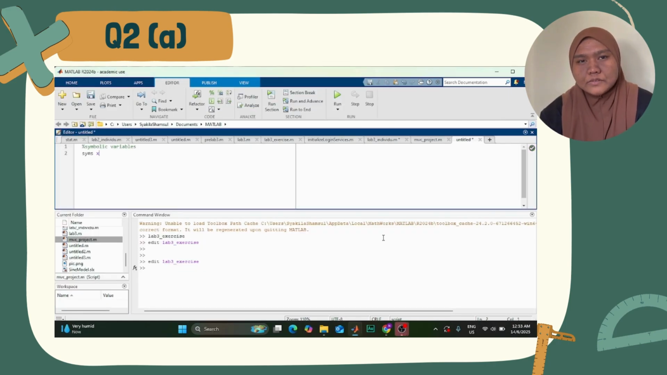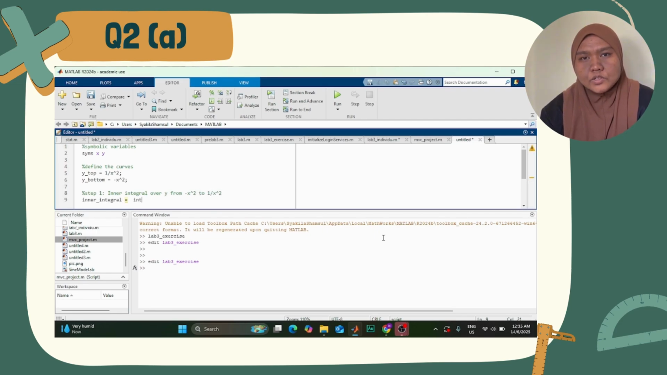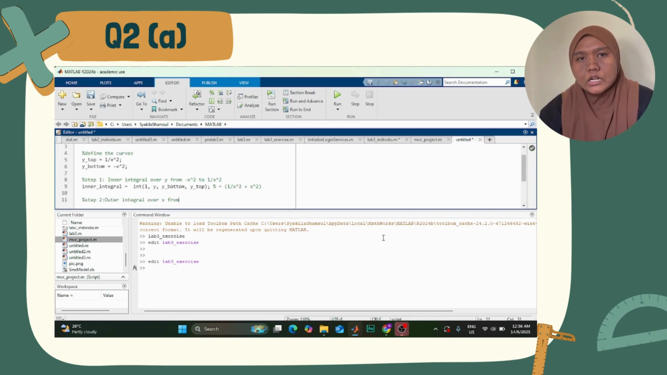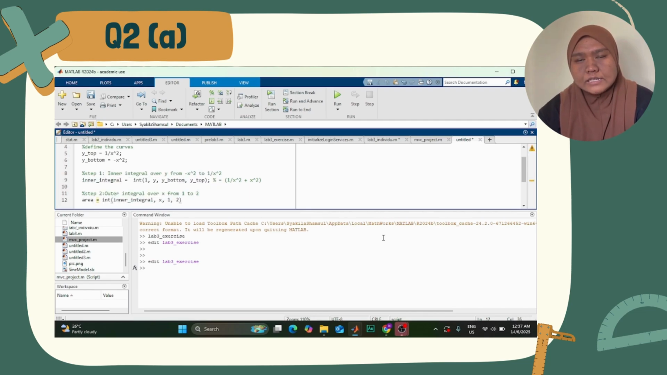Next, I use simplify to simplify the result, which simplifies the symbolic result if needed. It is not always necessary, but it makes the output cleaner. Lastly, display the final result. In MATLAB, I use the display function: the area enclosed by the curve is. For the final output, after we run and save this coding, I get the result, which is 17/6. This is the final result.